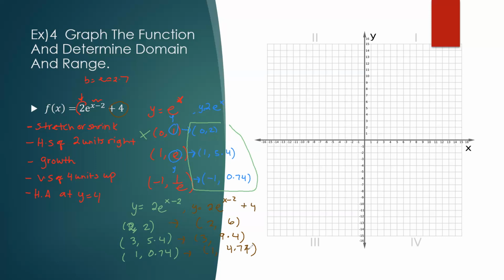Okay, there's your graph. Those are your final coordinates, so let's start graphing. We said I'm going to graph my asymptote first. Our asymptote is at y equals 4, so right here. I'll draw a dashed line. Then just plot these 3 points and you will be good. So (2, 6) is right about here. (3, 9.4) is here, 9.4 would be there. And then (1, 4.74) is about here, right?